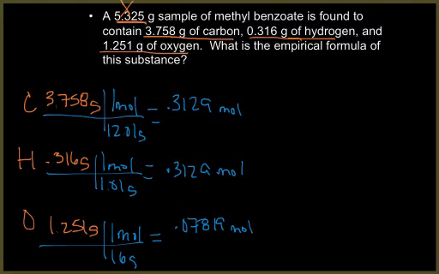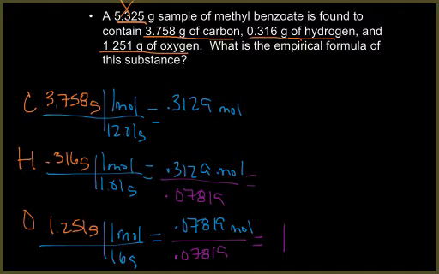moles. Okay, so that's my mole ratio, but I want the lowest whole number ratio. So this is where I'm going to divide by the smallest. So this number down here is my smallest one. That'll give me a nice whole number there. If I divide these, 0.7819, that gives me 4. This one, 0.07819, that also gives me 4.